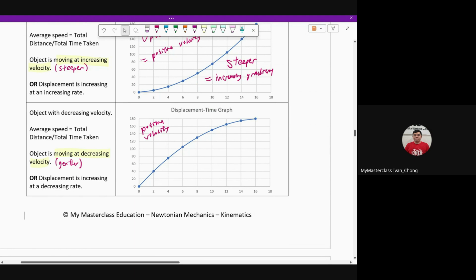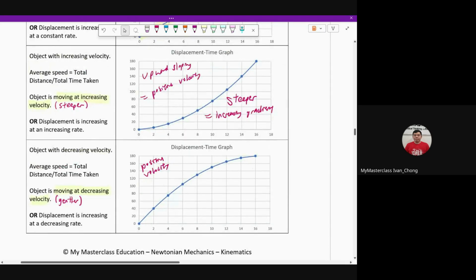You haven't reached a stop yet, because unless the question continues and shows you that this is a horizontal straight line, otherwise we cannot assume that it will come to a stop. That's why you see I only say moving at decreasing velocity. I did not say that it will come to a stop. So be careful about this. Unless you know for sure, then you include. If you don't know, be a bit more generic and vague.